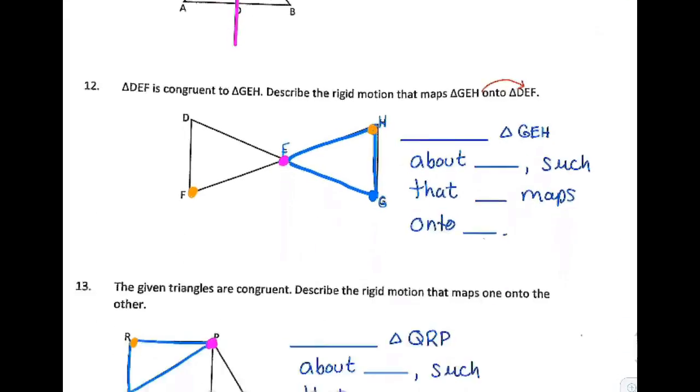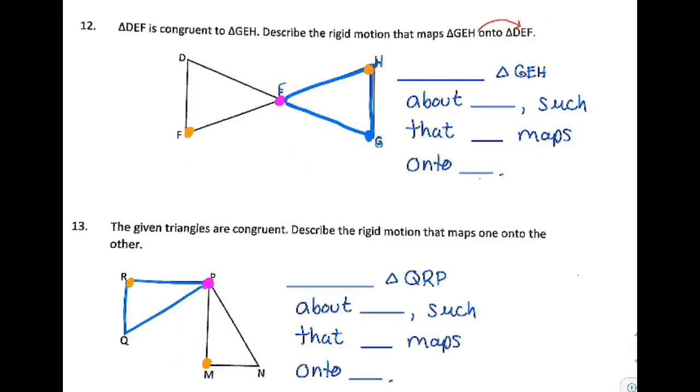On number 12, we're taking triangle GEH and trying to map it onto DEF. So I'm going to have to notice that H has to end up on F. So it can't be a reflection, it has to be a rotation in this case. So I'm going to rotate triangle GEH about point E such that H maps on to F.